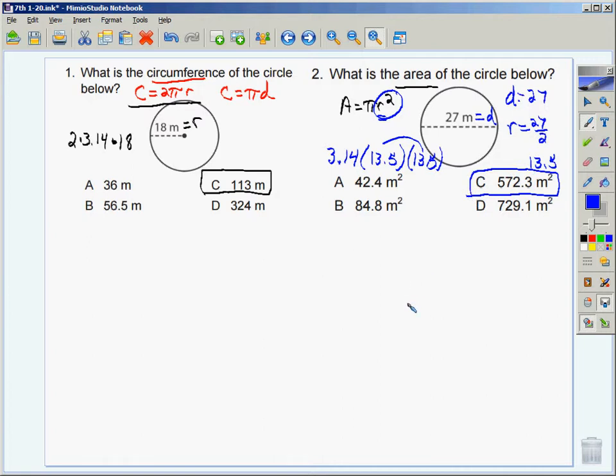Okay? If you didn't get C, do you see how to get C now? Everybody good?